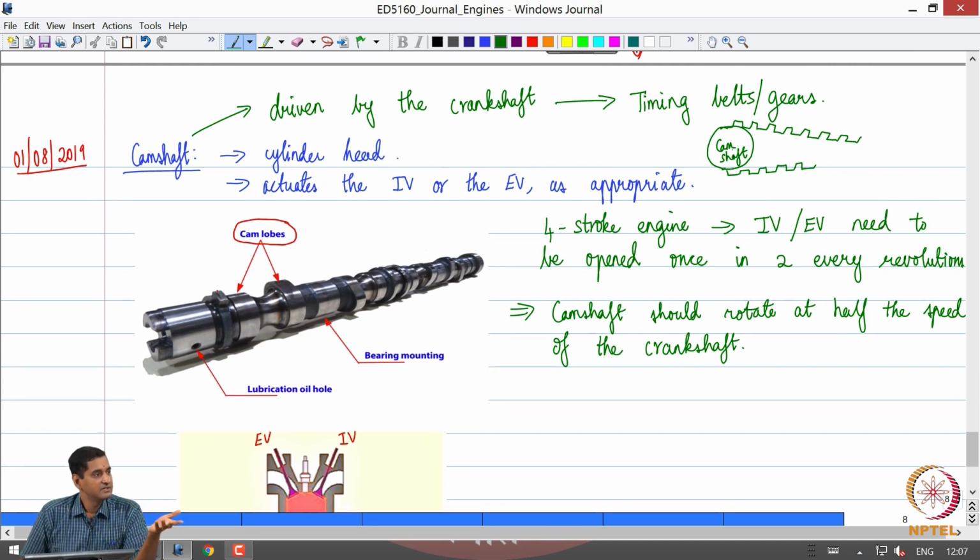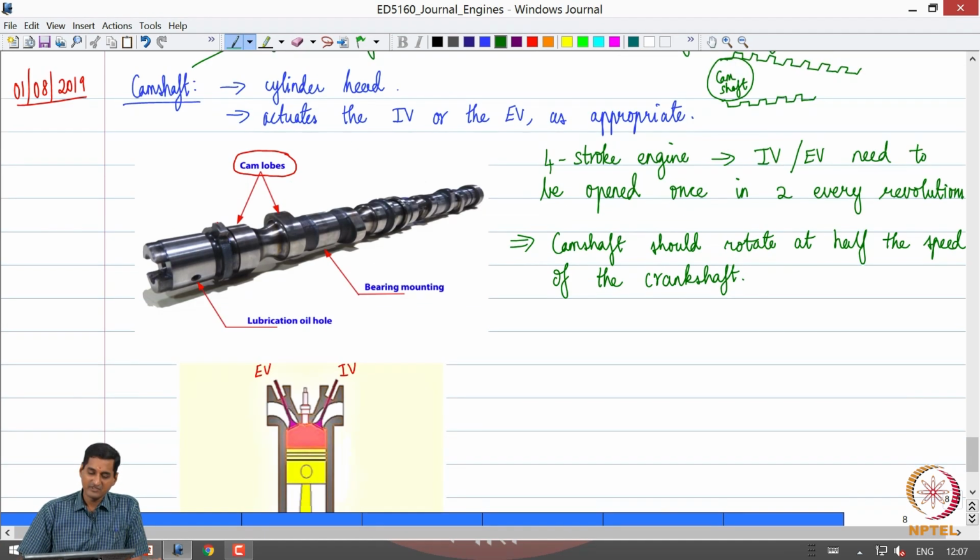Of course, a belt is used if the spacing between the camshaft and the crankshaft is large. In some cases, the camshaft may be closer to the crankshaft and people may use a gear assembly. But please note that either way there needs to be a reduction in the speed, that is, the camshaft needs to rotate at half the speed of the crankshaft in a typical 4-stroke engine.